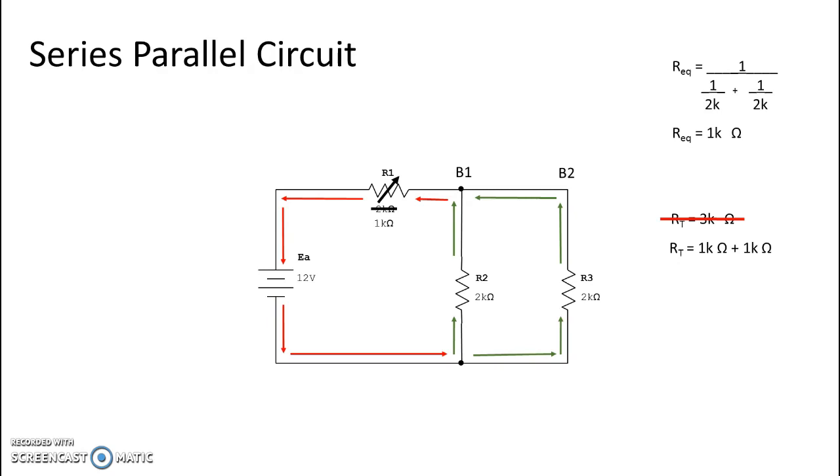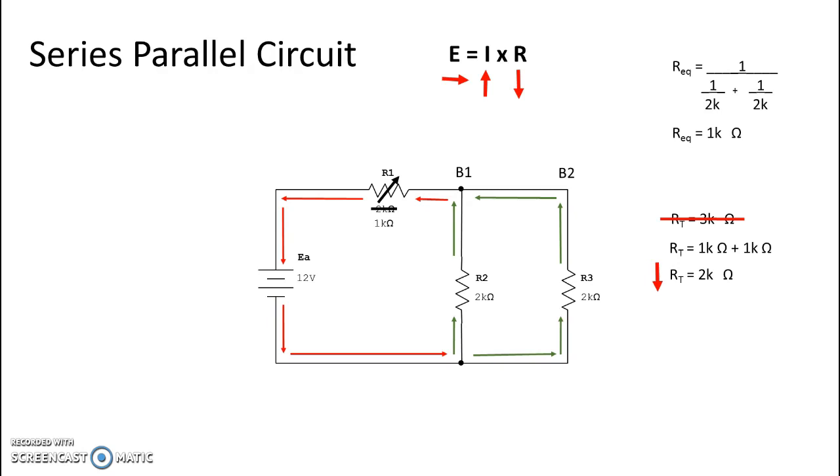So now we have our REQ of 1K and our series resistor of 1K, which gives us a total resistance of 2K ohms, which is a decrease in total resistance from what we originally had in our series parallel calculations. So now, good chance again to look at Ohm's law arrow theory. If I have voltage that stays the same and resistance that goes down, I see current going up.